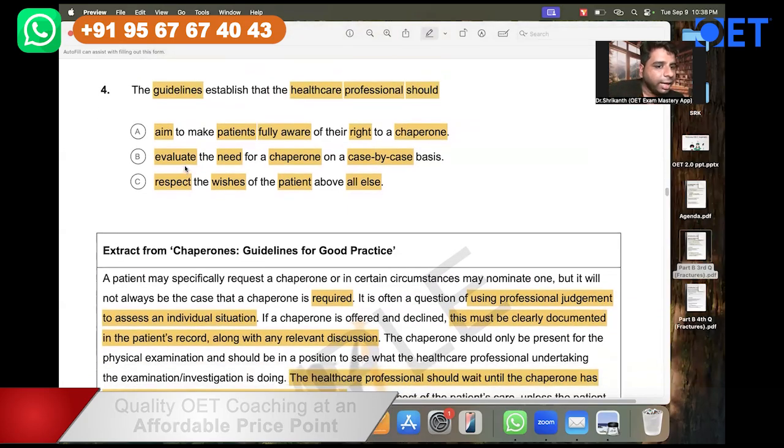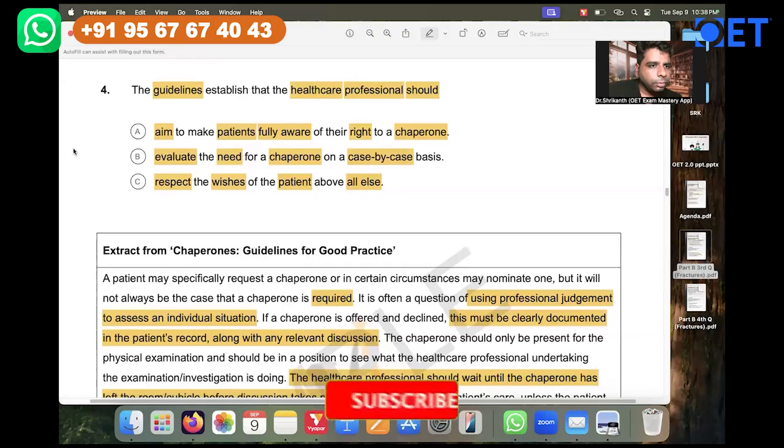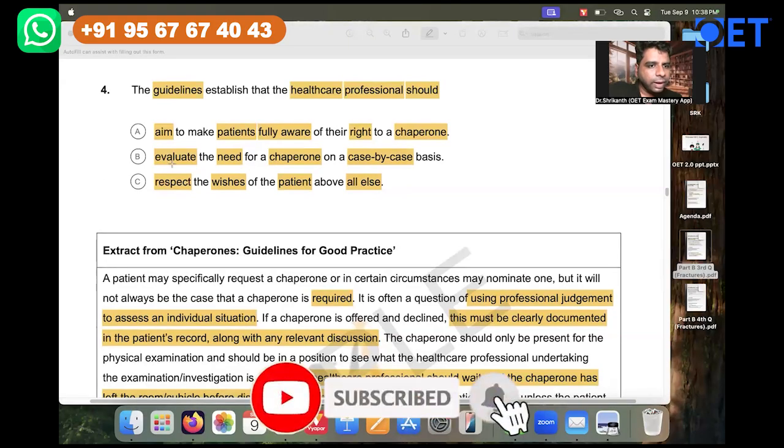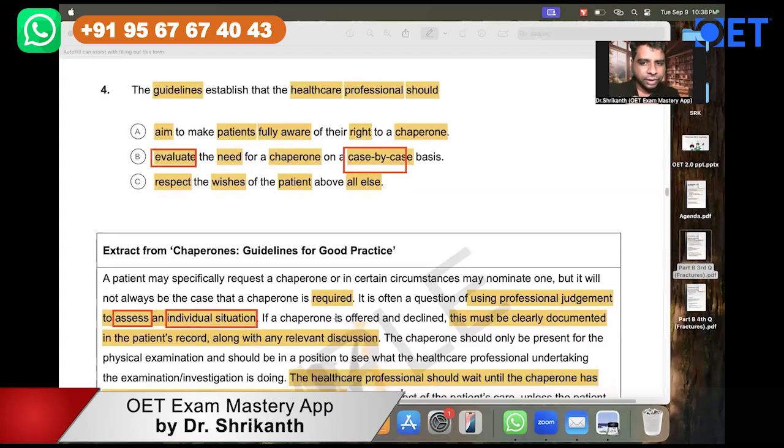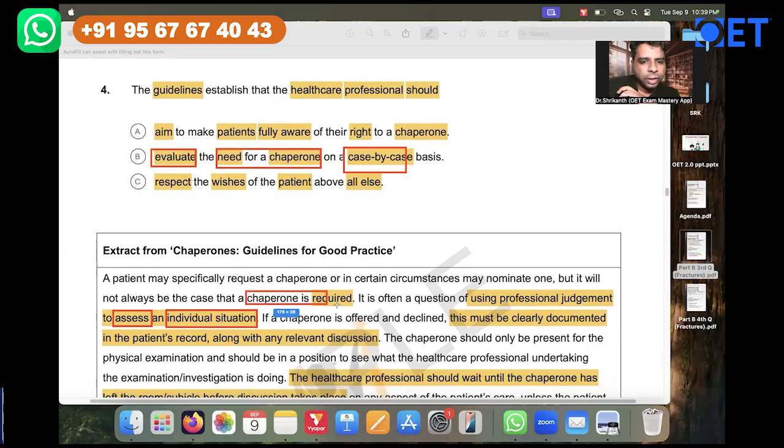Now, what is answer option B telling? Answer option B is telling evaluate. Okay, assess. What is the synonym for the word evaluate? Evaluate basically means to assess, right? To evaluate the need for a chaperone on a case by case basis. Case by case basically means individual situation, right? And whether they need a chaperone or not is whether a chaperone is required.